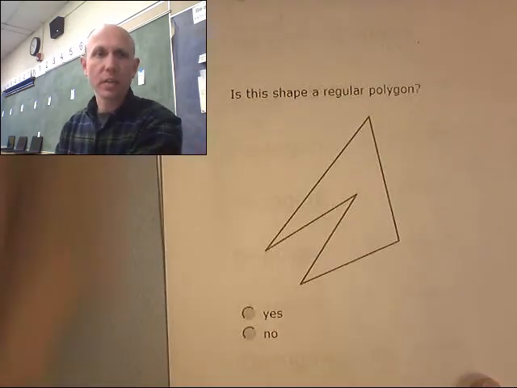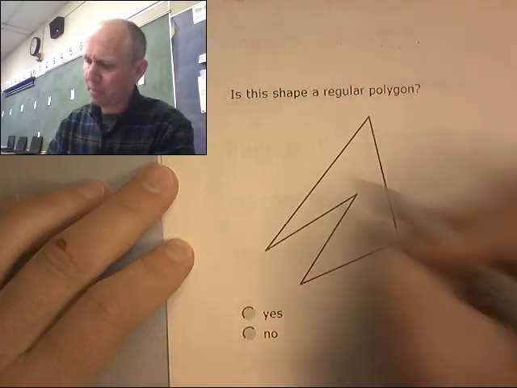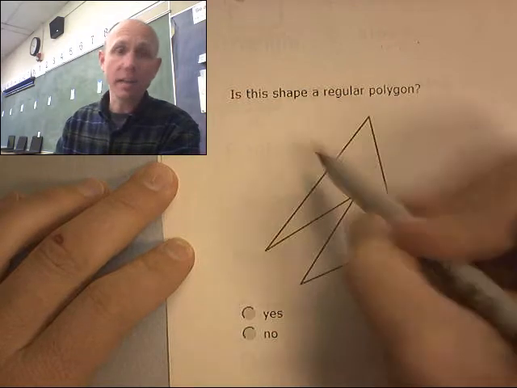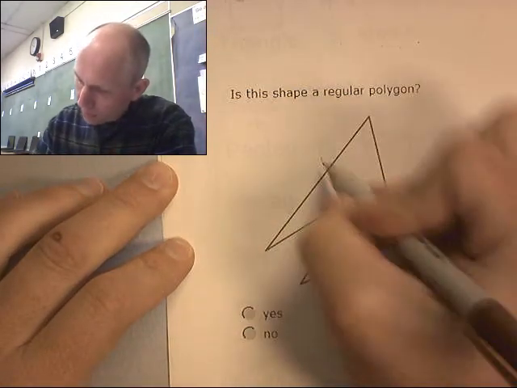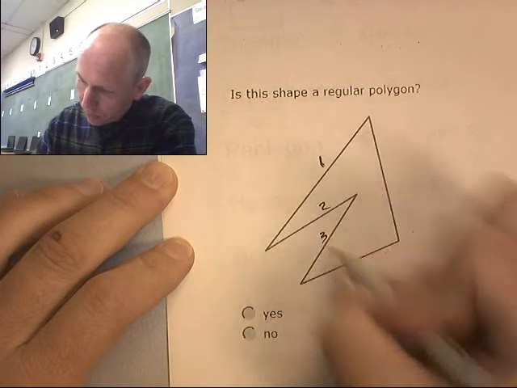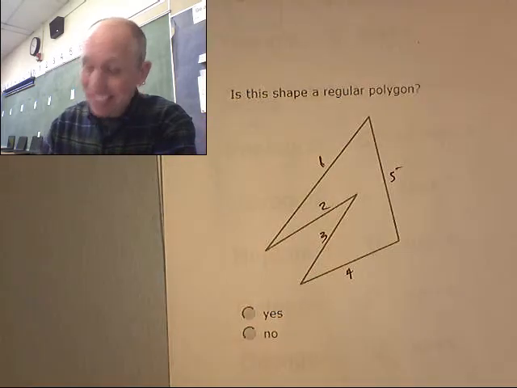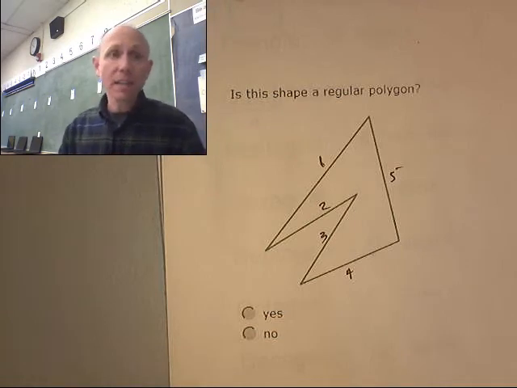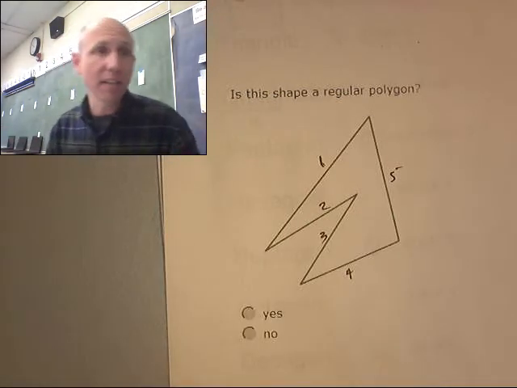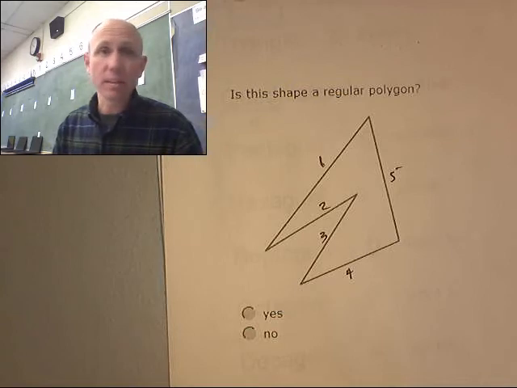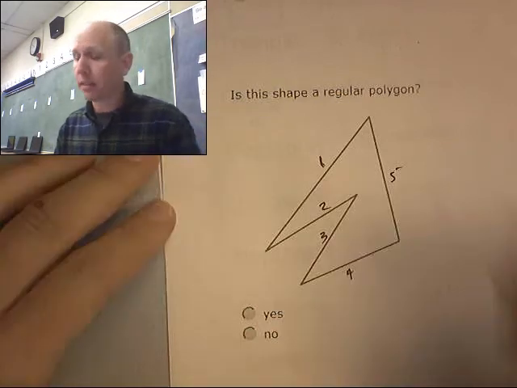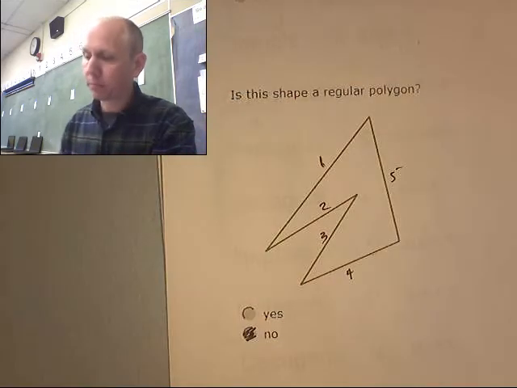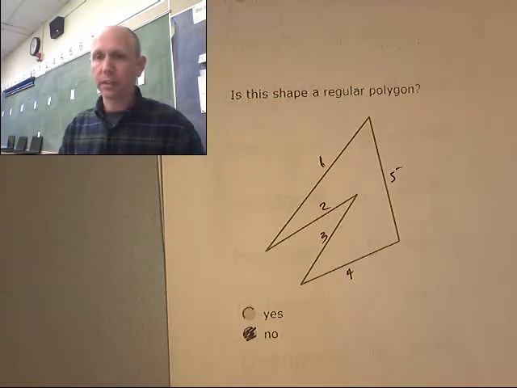How about this guy? Is this guy regular? No, man, this guy's a mess. Look at this. This side's way longer than that one. This is not regular. It is a polygon. What is this? One, two, three, four, five. This is a pentagon. It's a funky looking pentagon, but it is a pentagon. It's not a regular pentagon, but it's a pentagon. Nope. You're not regular.